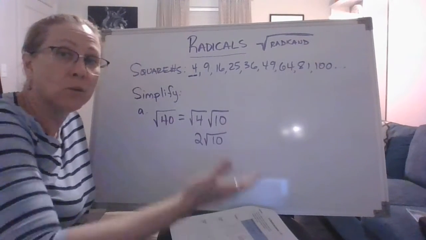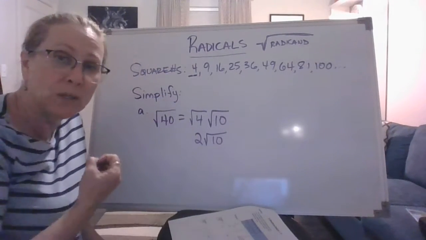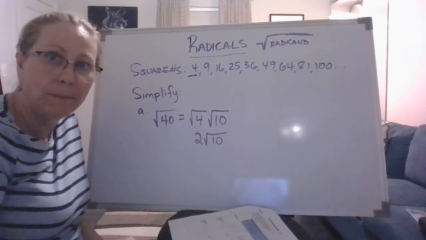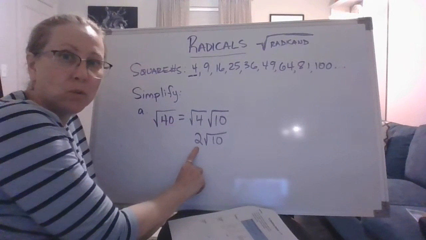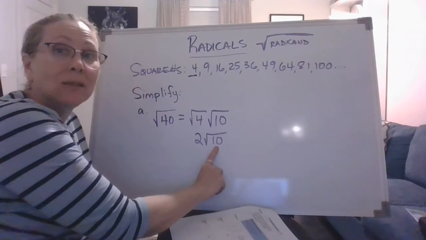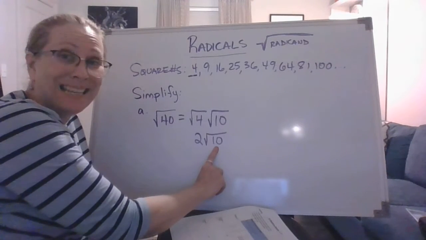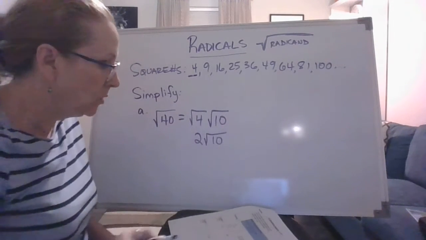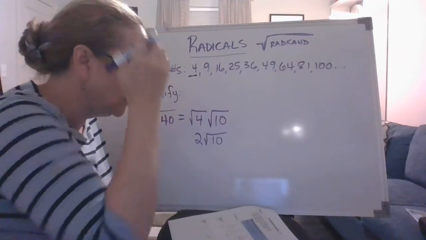It is factoring out or taking out any perfect squares from a number. So now we have the perfect square out of it, and what's remaining is not a perfect square. So let's look at another one. 63.